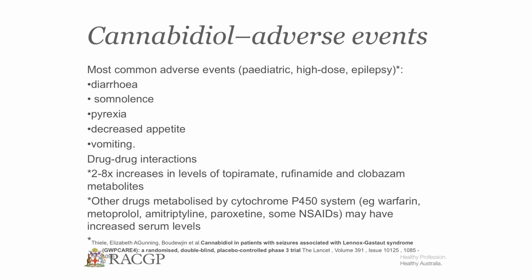And what we do see in pediatric epilepsy is we're seeing really high levels of some of the anti-epileptics. And so they're getting high levels of rufinamide, topiramate, clobazam. And so then when you have a look at other drugs that your patients might be using, for example, warfarin, metoprolol, amitriptyline, paroxetine, some NSAIDs, you might find that they get increased serum levels.